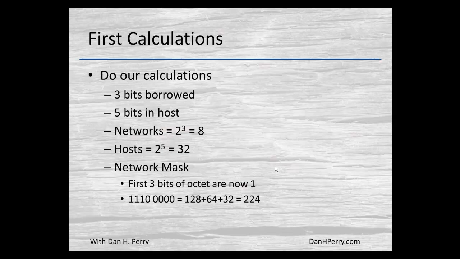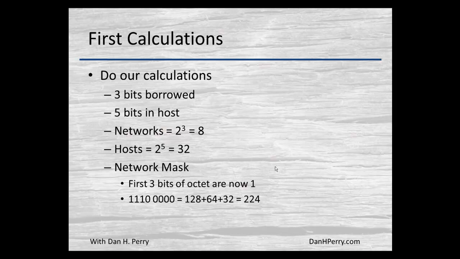Now, the first thing we need to do is our calculations. We already said we're borrowing 3 bits. That leaves 5 bits for the host portion. Calculating the total number of networks, that's 2 raised to the 3rd power, giving us 8 networks. For hosts, it's 2 to the 5th power, or 32 hosts per network. So we've got the number of hosts and the number of networks.